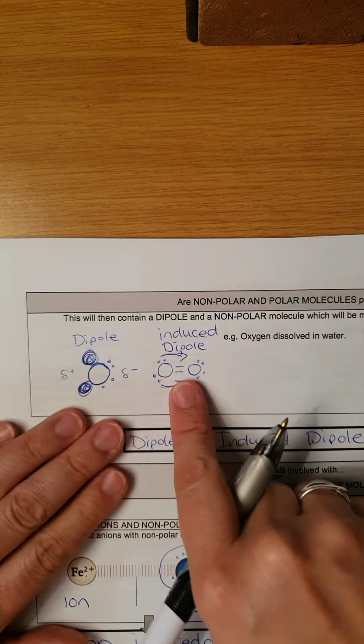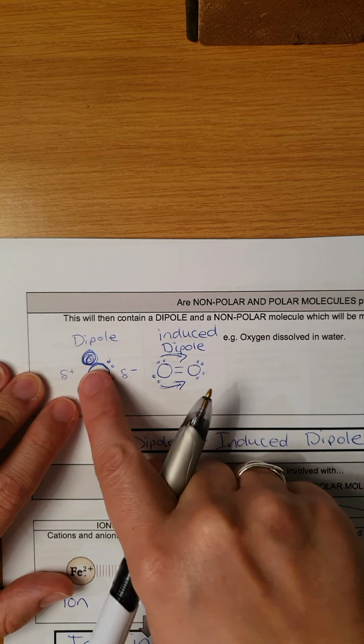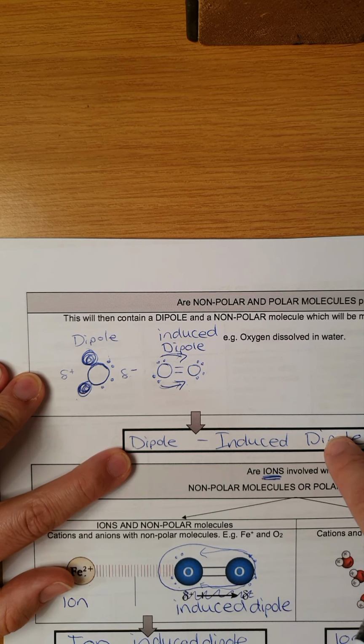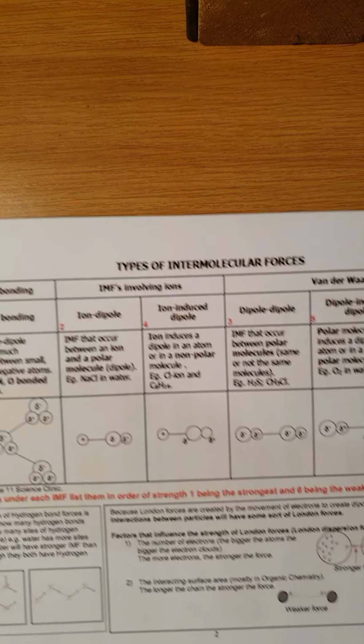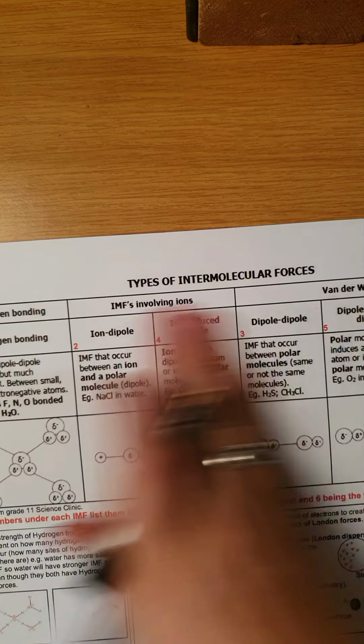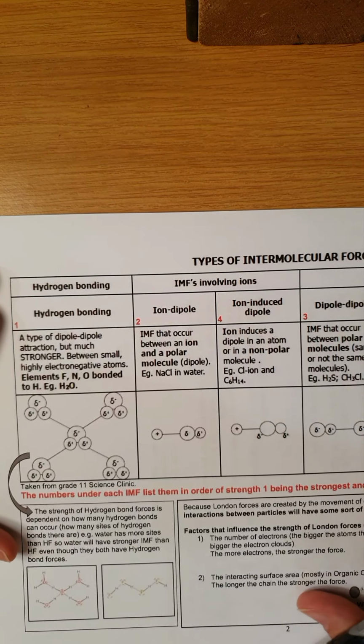Here we have a polar and a non-polar molecule. We have a dipole and we have an induced dipole. It wasn't a dipole, but we made it into a dipole. I really hope you're understanding this. So this is a summary of everything we've done, so don't freak out when you look at this now.